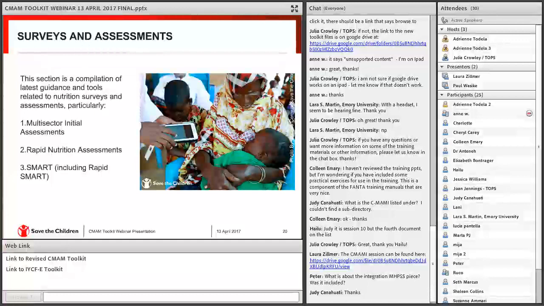I know there's a lot of discussion around this, and I would just hope that we'll very soon get guidelines on how to integrate MHPSS into CMAM and even overall nutrition programming. What I know is there's quite a lot around linkages with infant and young child feeding right now, but we'll really be glad to get additional documents to include in there.